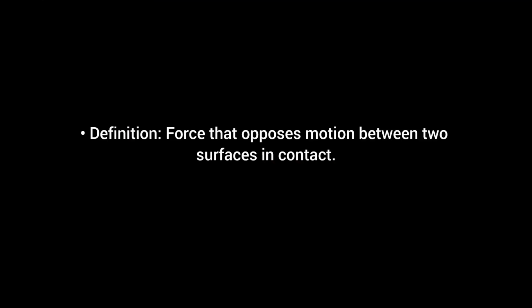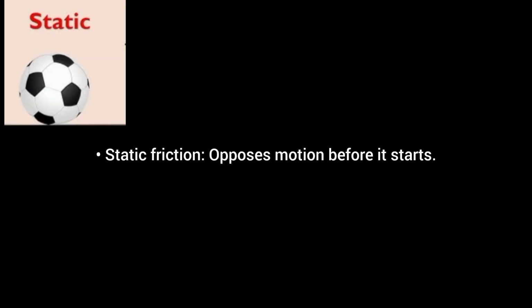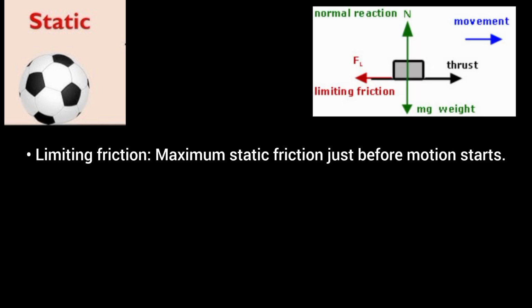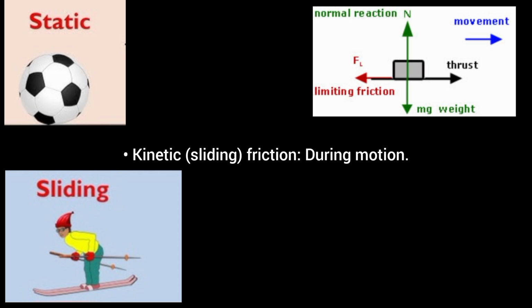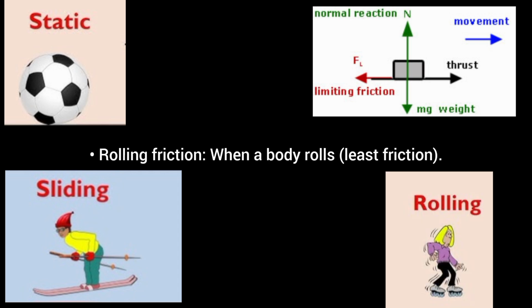6. Friction. Definition: force that opposes motion between two surfaces in contact. Direction: always opposite to motion, caused by irregularities on surfaces. Types of friction. Static friction: opposes motion before it starts. Limiting friction: maximum static friction just before motion starts. Kinetic (sliding) friction: during motion. Rolling friction: when a body rolls, least friction.